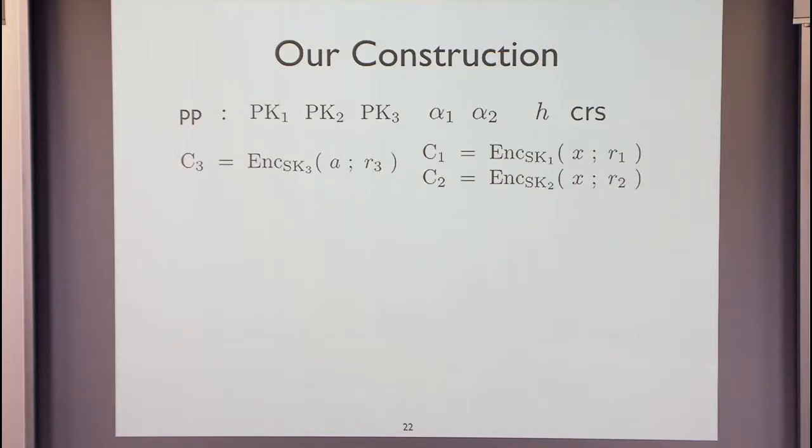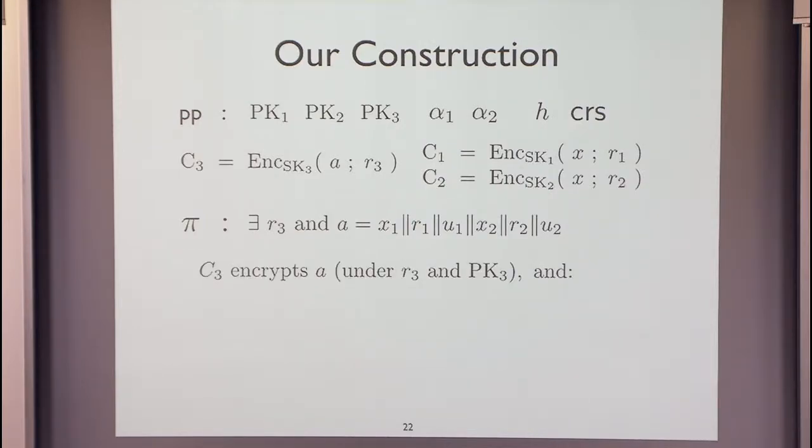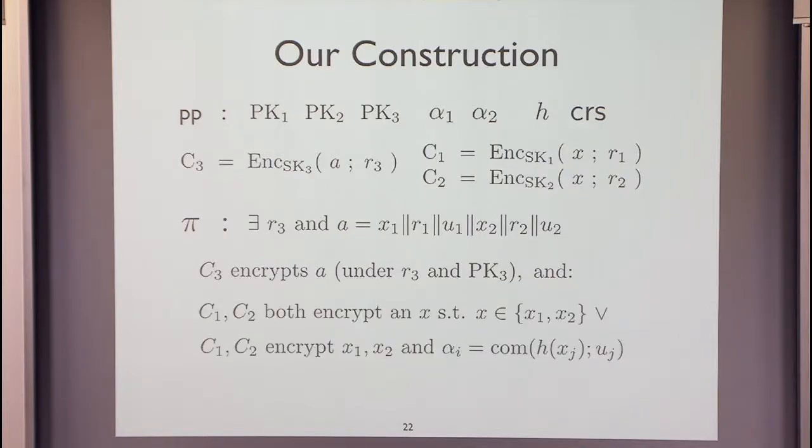So what will you prove? Here is the ciphertext from the previous slide. You will prove that there is randomness R3 and a string A of this format where, first of all, A is encrypted under C3. And second, in C1 and C2, either you are encrypting the same value, or if you are not encrypting the same value, then the hash of both of these values appears in alpha 1 and alpha 2. So alpha 1 is a commitment to the hash of x1, and alpha 2 is a commitment to the hash of x2. What is alpha 1? It's in the public parameters.